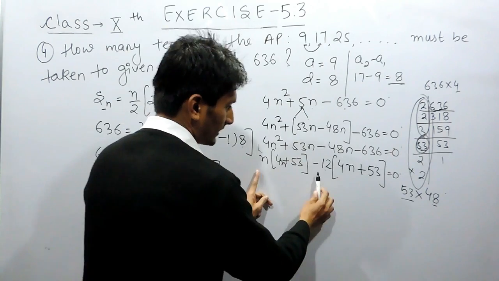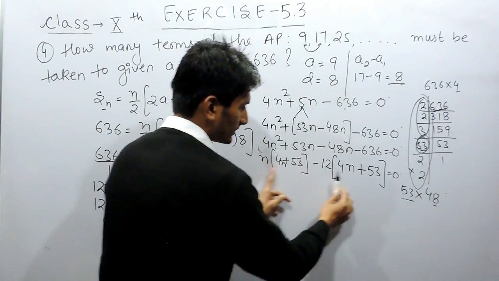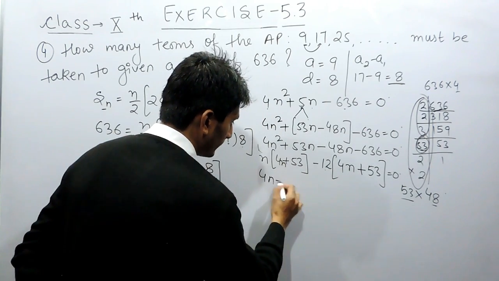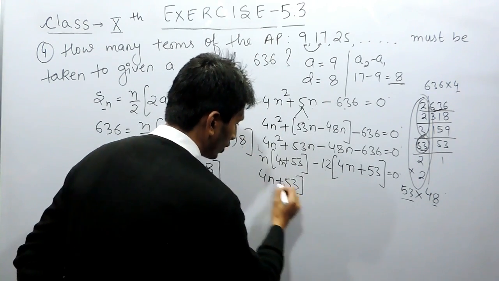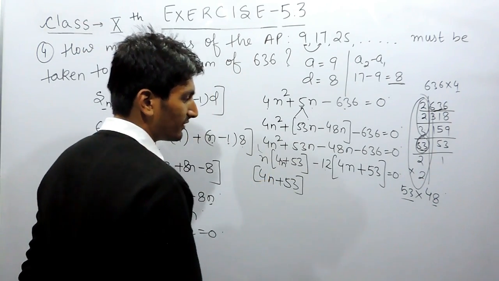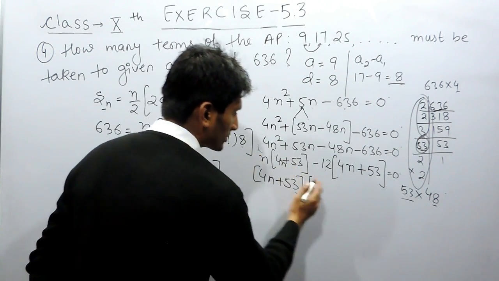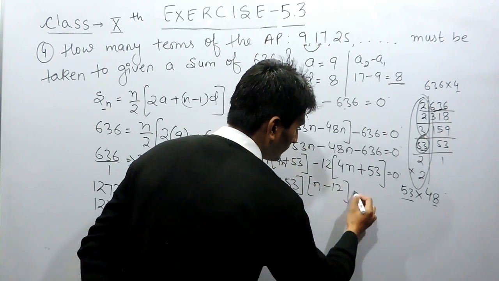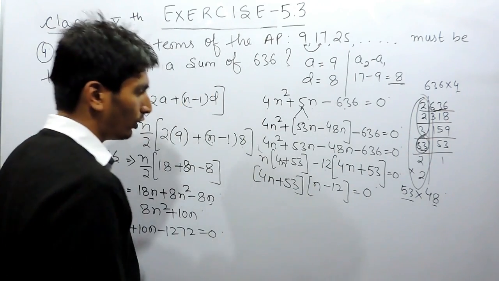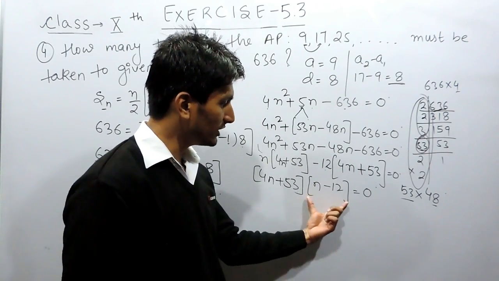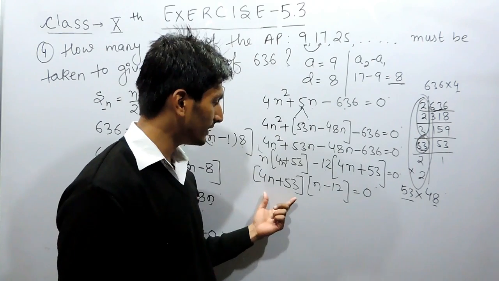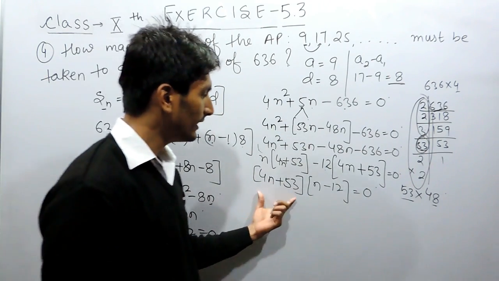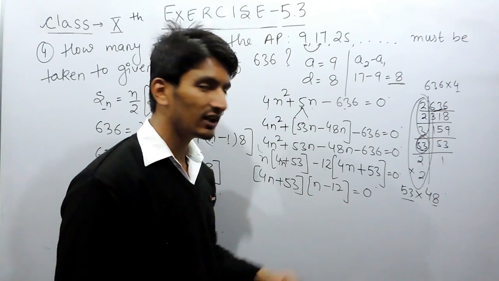Now these are the two terms, and in both the terms 4n plus 53 is common. So if I take 4n plus 53 as common, from the first only n will remain inside the bracket, and from the second only 12 will remain inside the bracket. Now the multiplication of these two factors equals 0. That means the value of either of these two factors must be equal to 0. Then only multiplying any two numbers gives us 0.